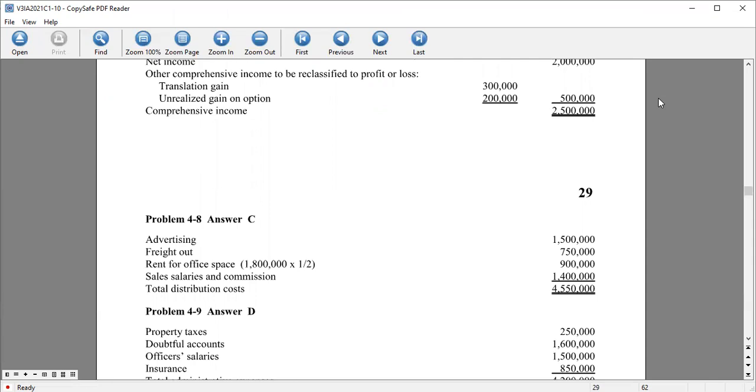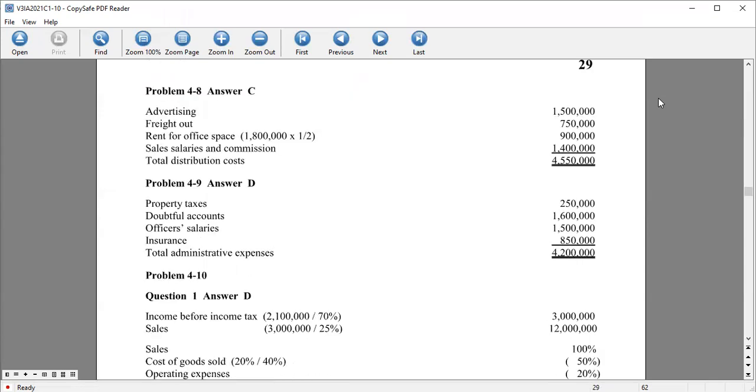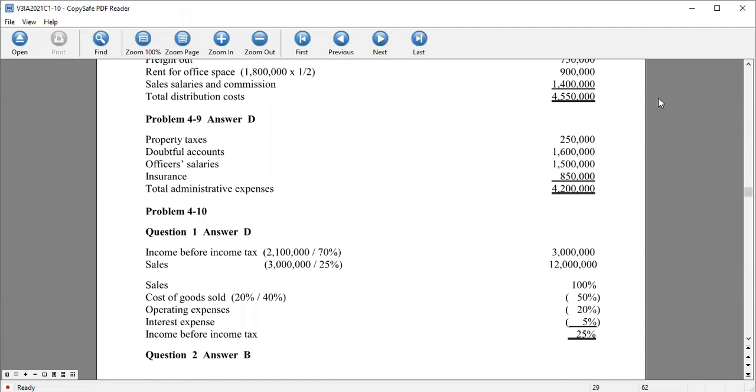Okay, and for number 8, what total amount should be included in distribution expenses for the current year? So we have now to include distribution or marketing expenses: advertising, freight out, rent of office space, sales salaries and commission, and the total distribution cost. So we have now the answer of 4,550,000, letter C. Please review the additions or deductions whatsoever, and remind me of whatever errors in the message.